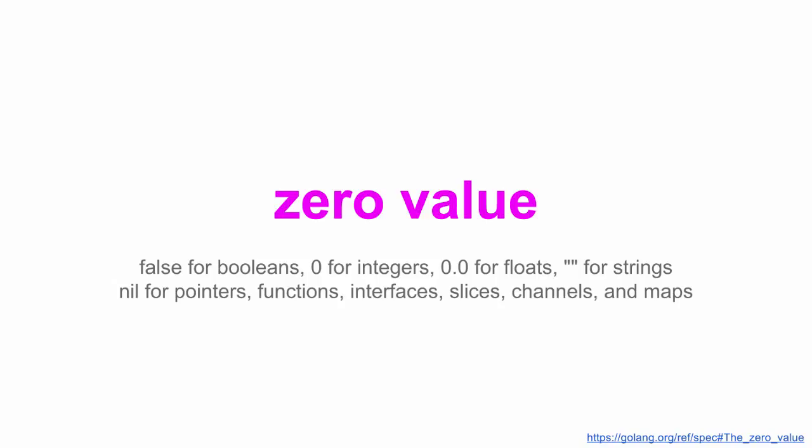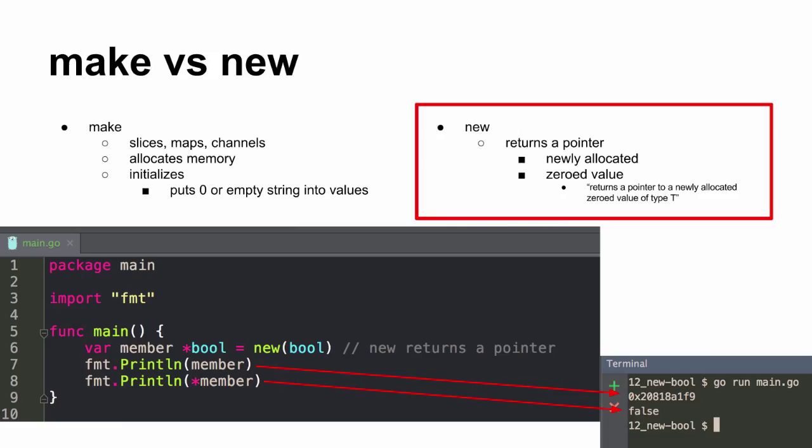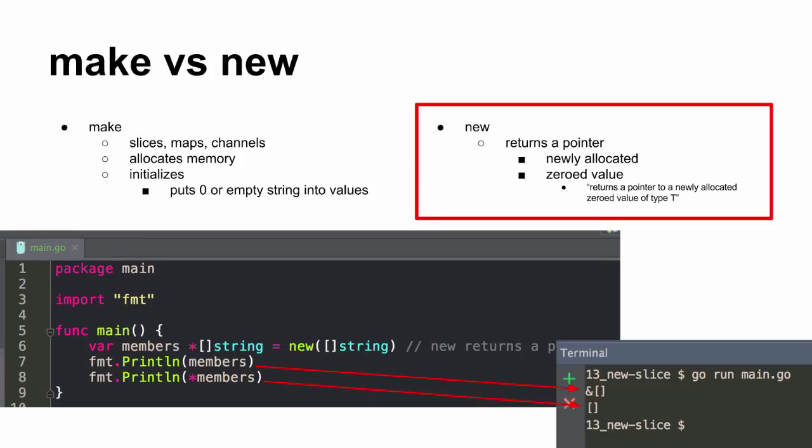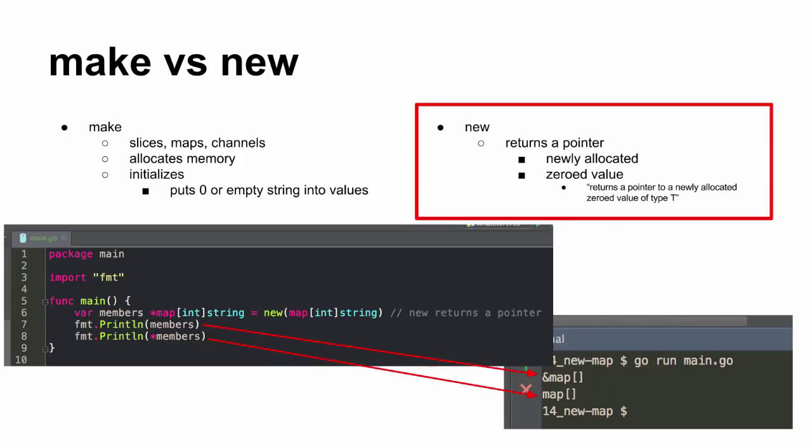False for booleans, 0 for integers, 0 for floats, empty string for strings, nil for pointers, functions, interfaces, slices, channels, and maps. New bool is a pointer to a bool, and the 0 value is false. New slice of strings is a pointer to a slice of strings, and it's nil. A new map is a pointer to a map, and the map is nil.